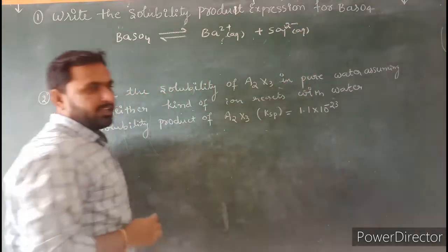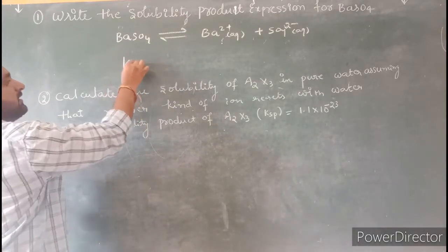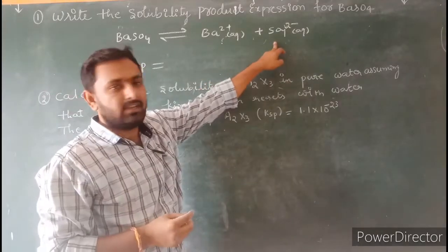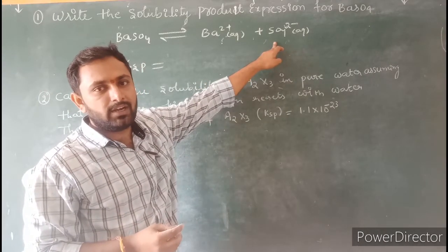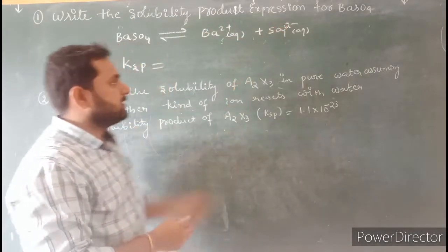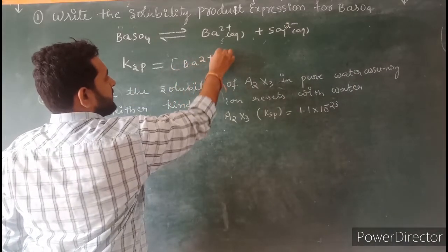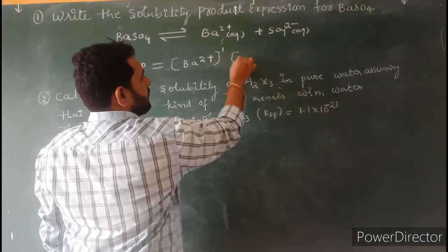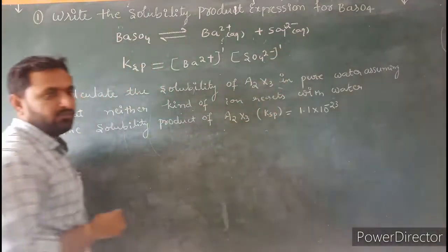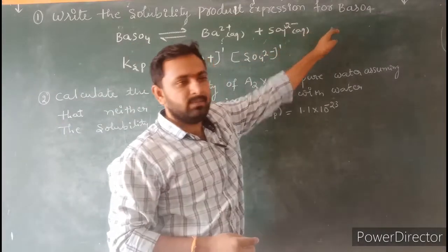Now we can easily write the Ksp mathematical expression for this reaction. Ksp is equal to the product of the molar concentrations of ions present in the saturated solution. In the saturated solution there are Ba2+ ions and SO4 2- ions. So the molar concentration of Ba2+, with stoichiometric coefficient 1, times the molar concentration of SO4 2-, with stoichiometric coefficient 1. This is the Ksp expression for dissociation of barium sulfate.